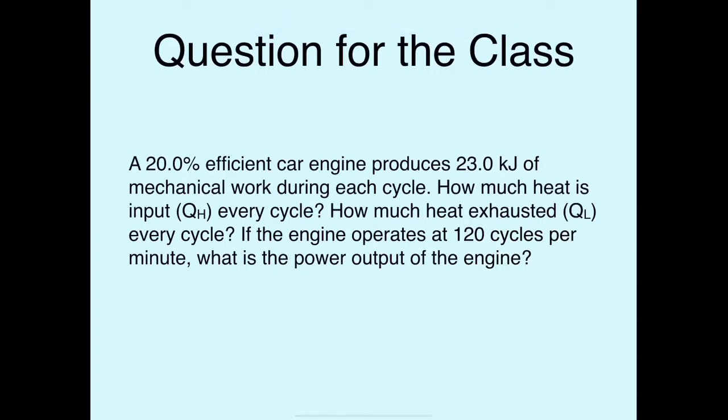Okay, so let's take a moment to do a practice problem where we get to use the equations we've developed up until this point. So let's imagine we have a 20% efficient car engine that produces 23.0 kilojoules of work during each cycle. How much heat is input every cycle? So what's QH? And how much heat is exhausted, QL, every cycle? If the engine operates at 120 cycles per minute, what is the power output of the engine?